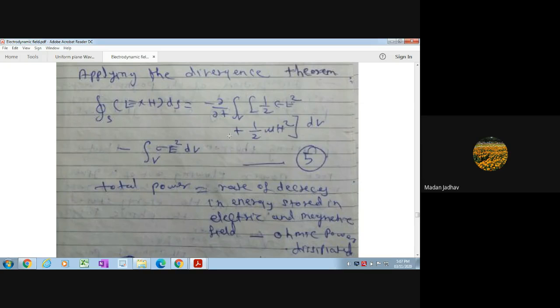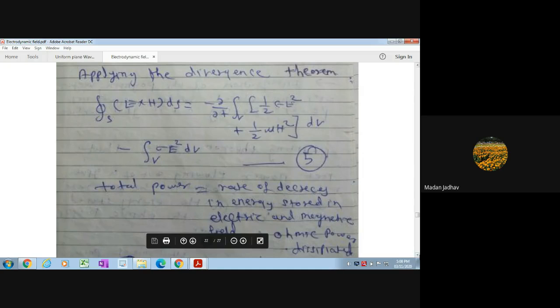The first term is related to the electric energy and magnetic energy, the sum of these two energies, because electric energy is given by 1 by 2 epsilon E square, and the magnetic energy is given by 1 by 2 mu into H square. This energy is decreasing with respect to time, and we have taken the volume integral of this rate of decrease of the magnetic energy and electric energy. And the third term is the ohmic losses.